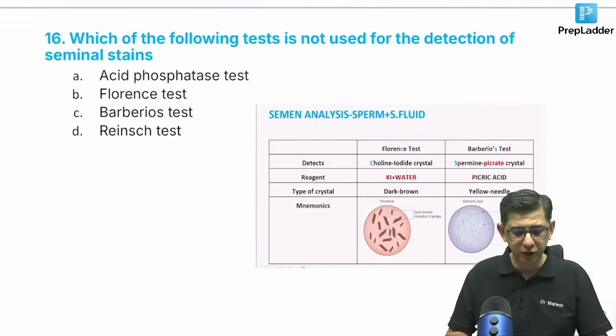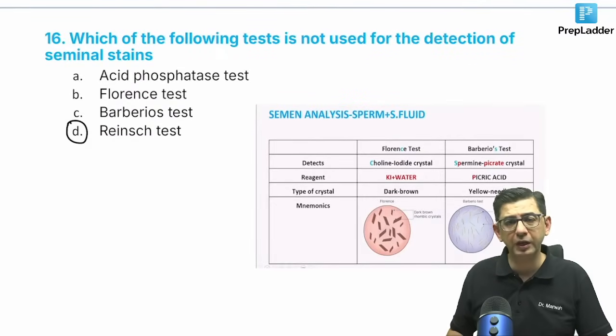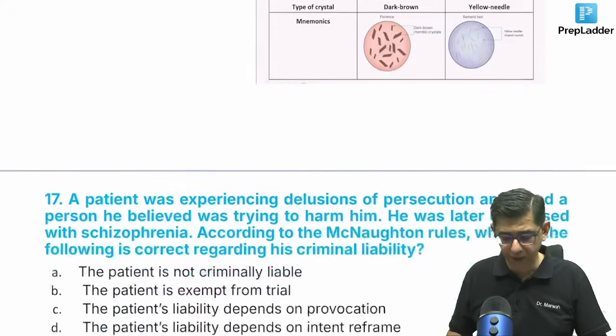Then, not used for detection of seminal stains. So this would be for heavy metals, right? Rinsing test is for heavy metals, where the answer will turn out to be option D.